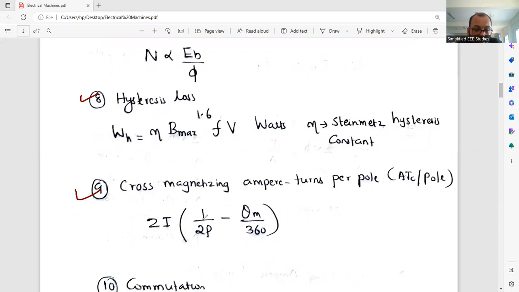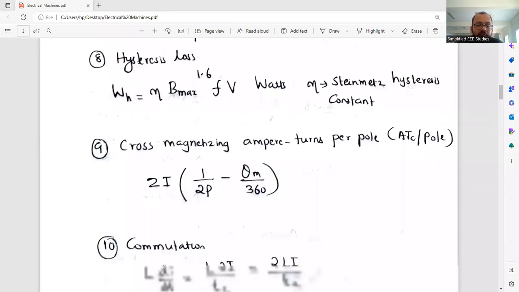ZI into 1 by 2p minus theta m by 360, where theta m is known as mechanical angle. Okay, already mentioned mechanical angle. Fine. Okay, that is also another important point. If you are preparing for GATE examination and all, these kind of formulas are very important.